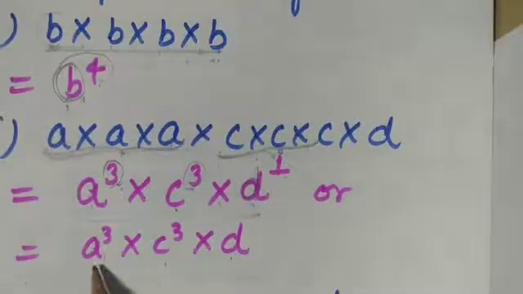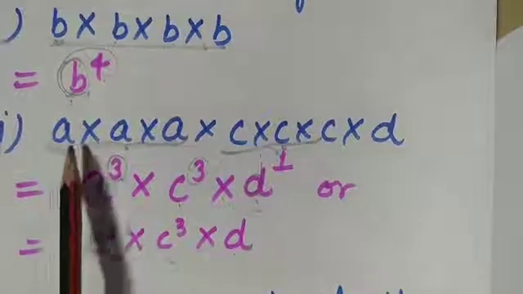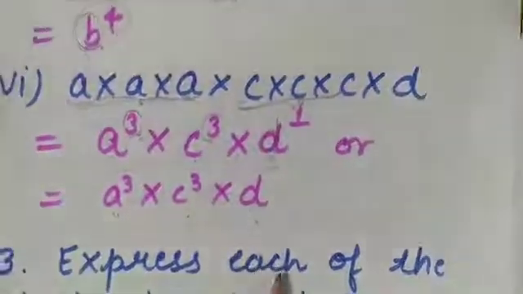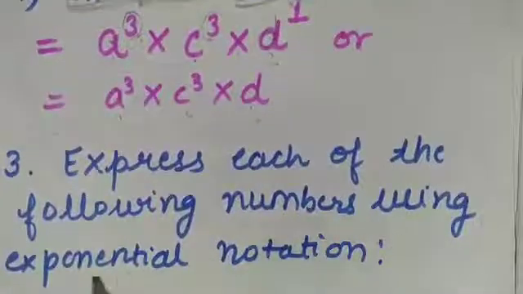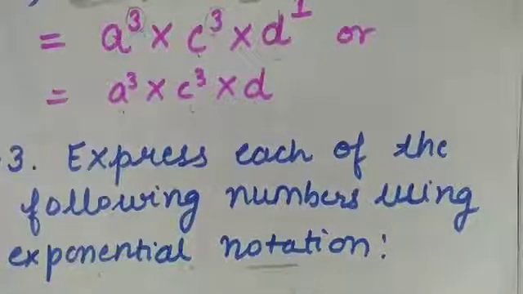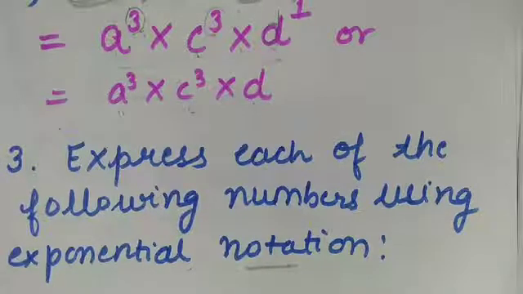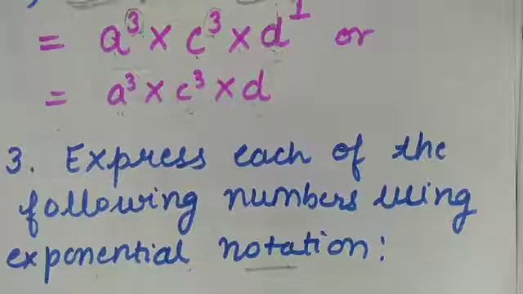Okay, or this can be read as A cubed into C cubed into D. So this is the exponential form of the given number. Now come to question number 3. Express each of the following numbers using exponential notation. We have to write the number in exponential form. Exponential form means in the form of powers we have to write the numbers.